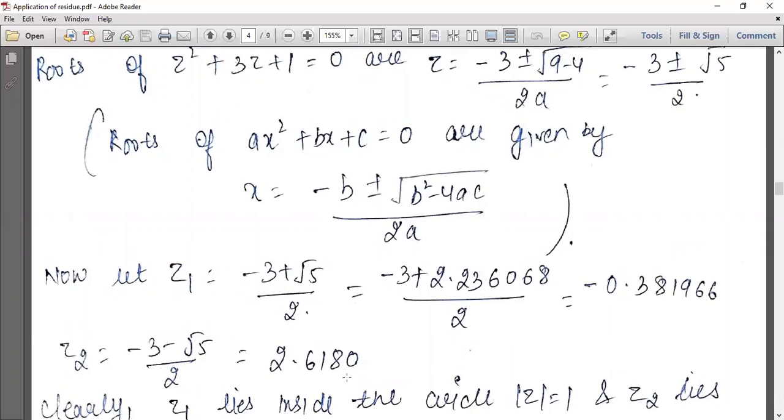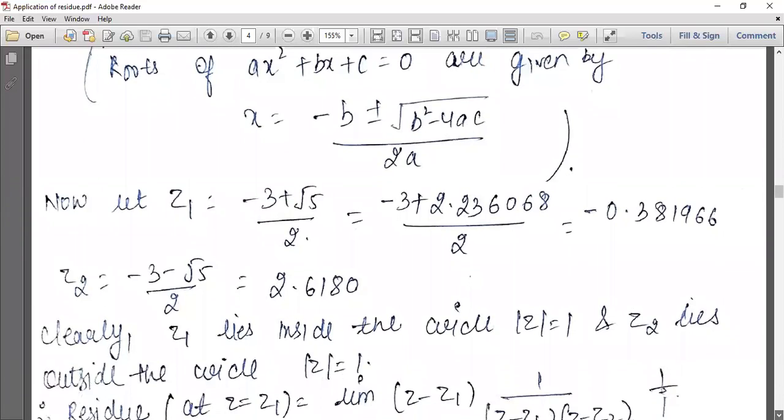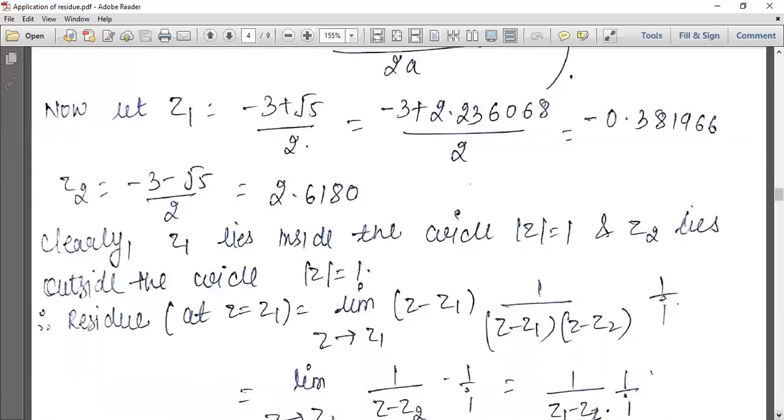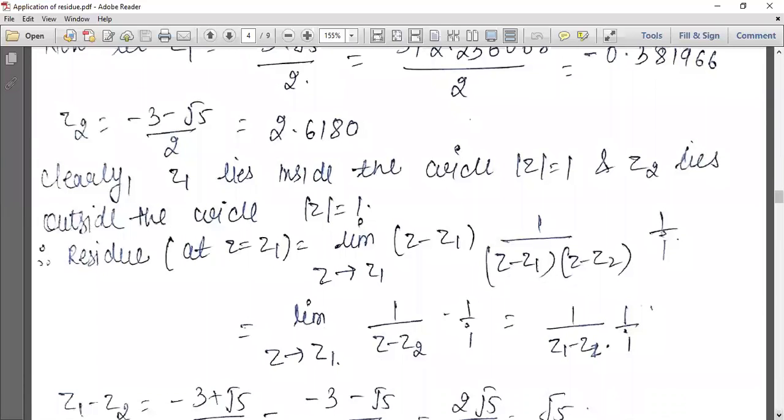Now, as you remember, my contour of integration is a circle, modulus z equal to 1. So obviously this point will not lie inside the circle. Only this will lie inside the circle. So we have to calculate the residue at this point only. This point lies outside the circle, so no, we don't have to calculate the residue at this point.